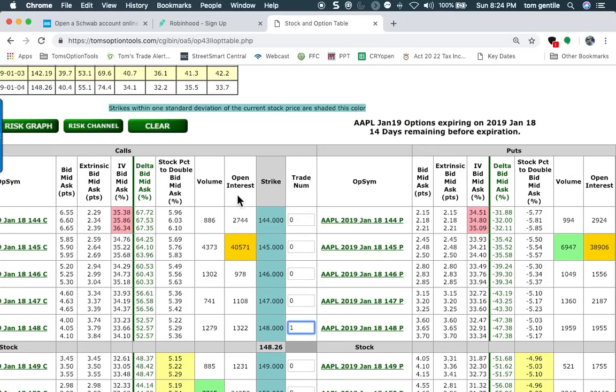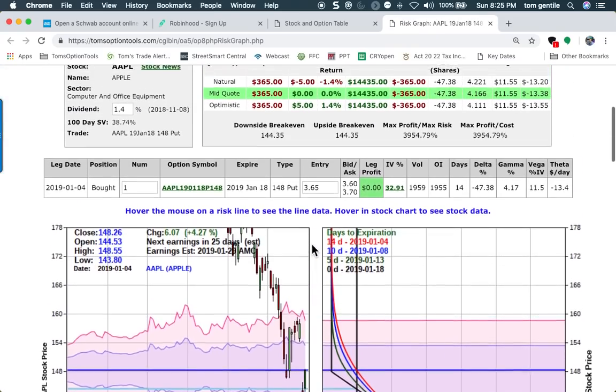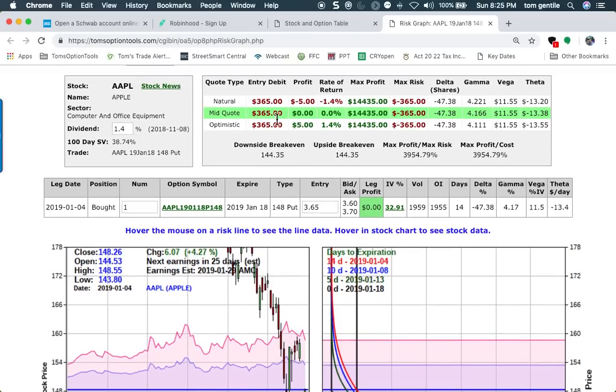I'm going to create a risk graph because I want to show you what this looks like on this particular trade. So here's the put. It's going to cost $365. That's $365 to control 100 shares of stock to the downside. So you're basically going to be short this stock, but in put format. The most you can lose on this trade is $365. You didn't have to put up thousands of dollars just to short this stock.